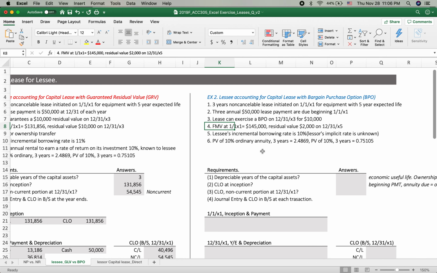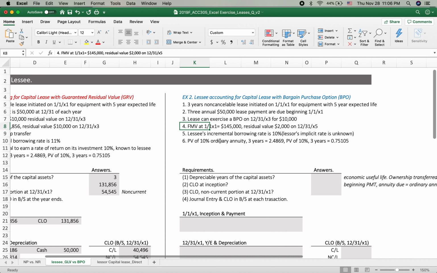Next, the fair market value at the inception was $145,000. If the fair market value is lower than the minimum lease payment we will calculate, then we should use this amount. But if the present value of the minimum lease payment is lower than fair market value, we will use that value. And the residual value, $2,000, when we depreciate this capital lease asset, we will apply this $2,000 in the depreciable amount.